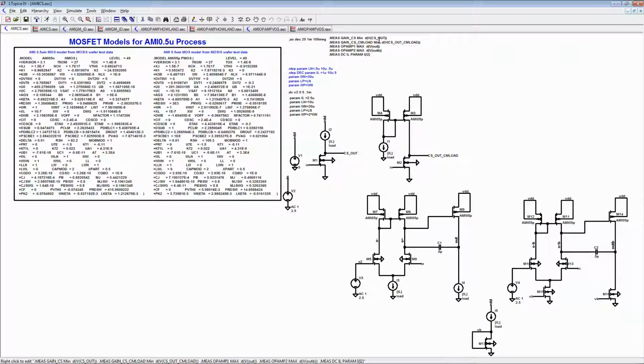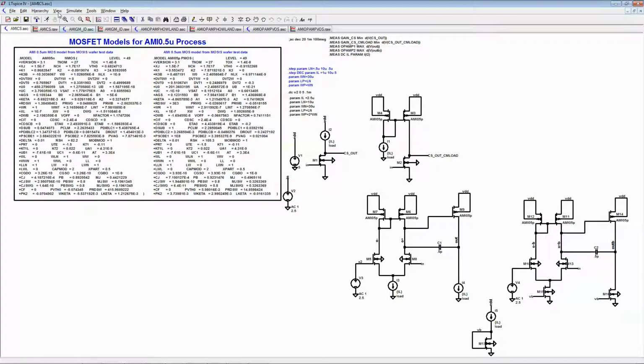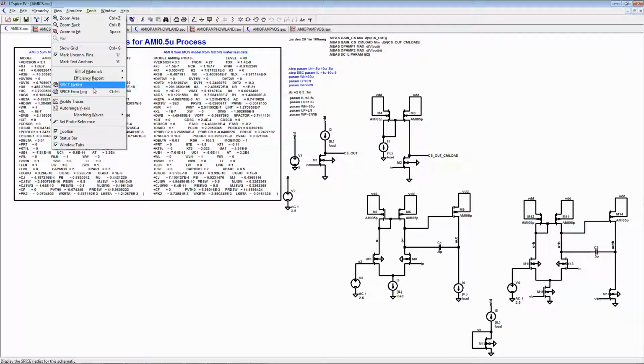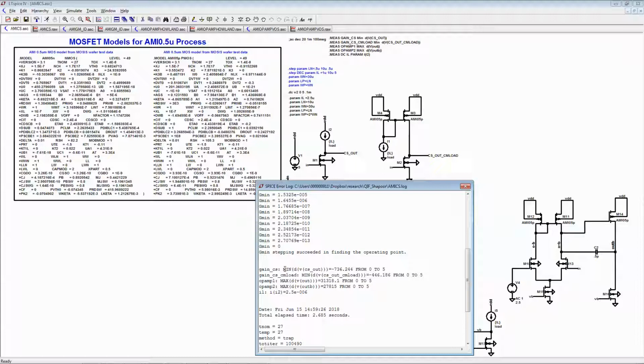And because I've measured it automatically, I should just be able to go to the SPICE netlist or the error log, scroll down, and I get about 736, which was pretty close to what I got over here.